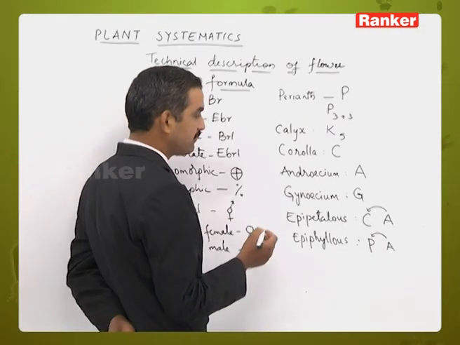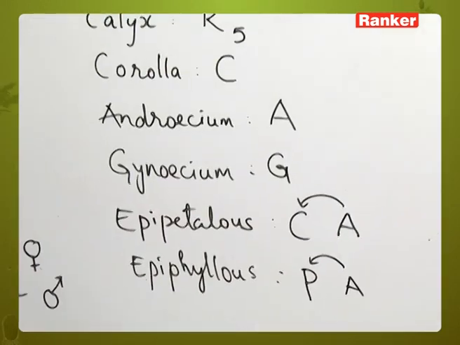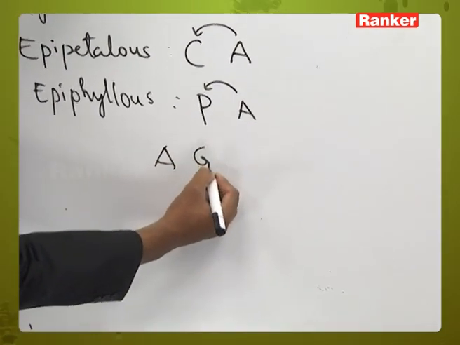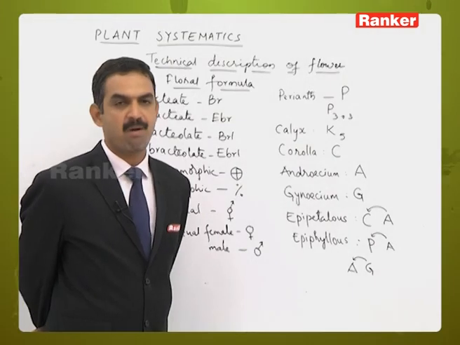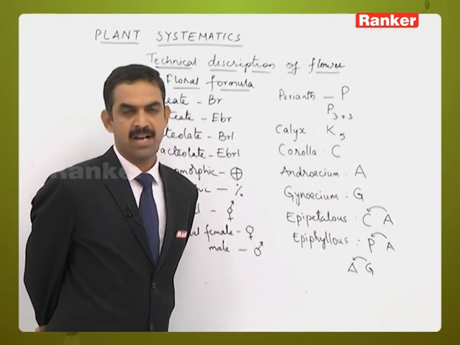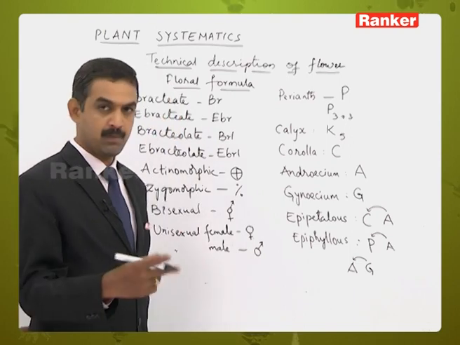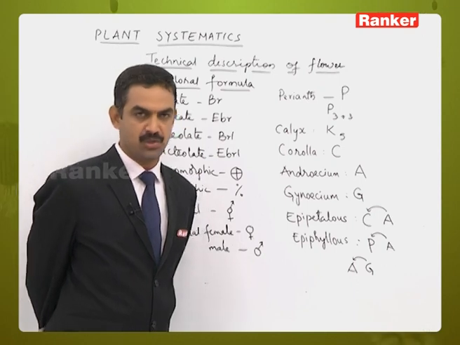And sometimes androecium and gynoecium are also attached to each other. That attachment is shown like this, androecium and gynoecium, where there is a binding nature between them, that means some part of the androecium is bound to some part of the gynoecium.